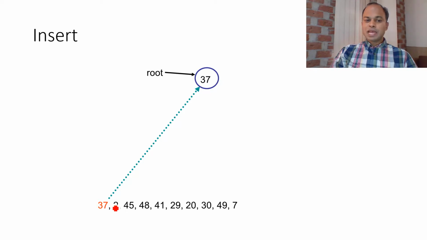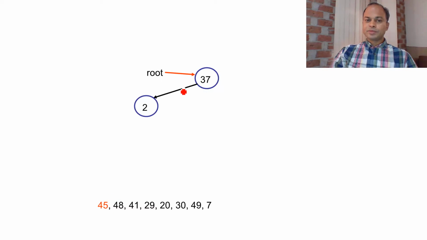After it, we have to insert 2. And this 2 is compared with 37. Our property is in the left hand side, key should be smaller than its parent. Obviously 2 is lesser than 37. I mean 2 should be inserted in the left hand side of 37. Therefore, we have inserted 2.